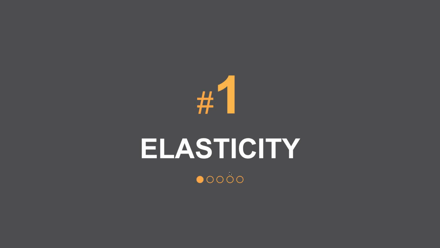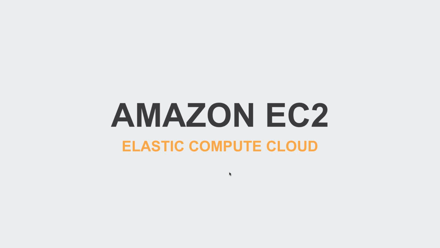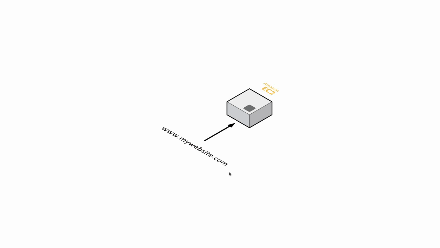Number 1, elasticity. Elasticity is a fundamental property of the cloud. It's really the difference between when we talk about traditional IT infrastructure and the cloud. Now, the cornerstone of elasticity for Amazon is the EC2 instance. The EC2 instance is our Elastic Compute Cloud. It's basically your server processing instance, and it has the ability to scale up and down both vertically by creating larger instances and horizontally by adding more resources.